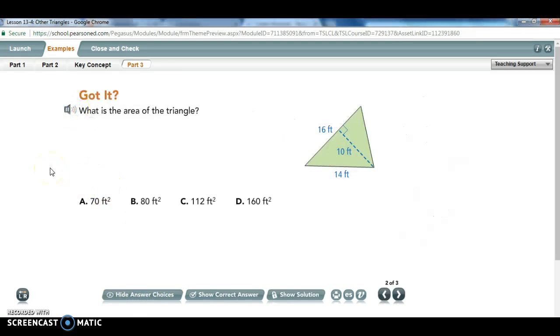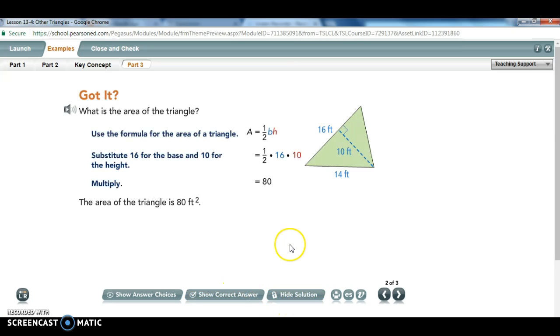What is the area of the triangle? The correct answer is B, 80 feet squared. This is how we get it. You can pause the video if you need to.